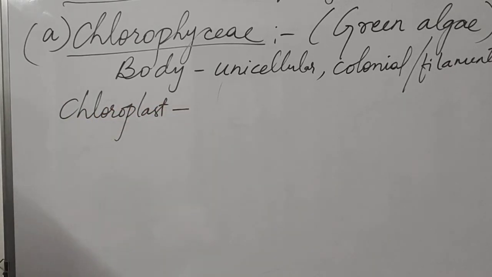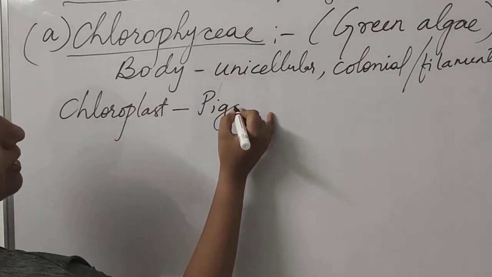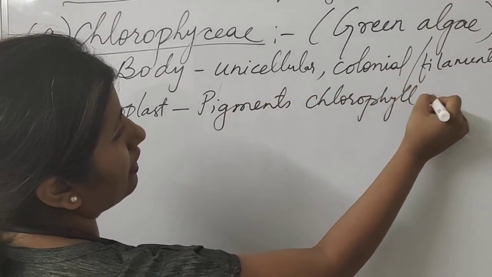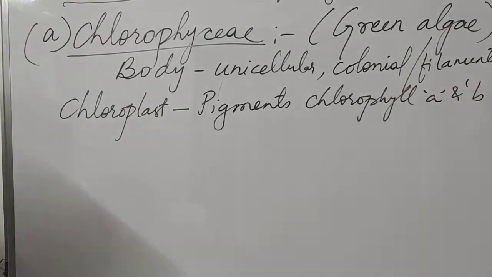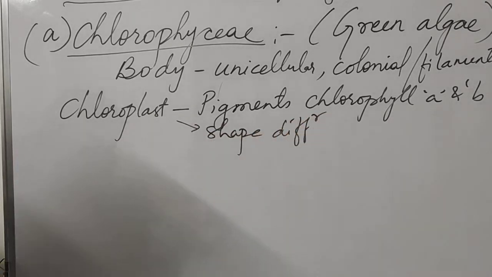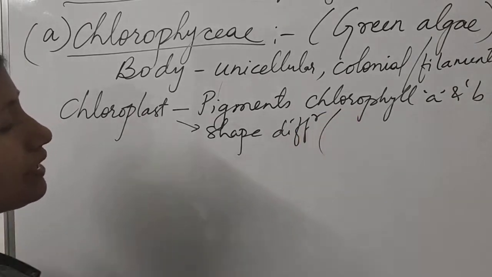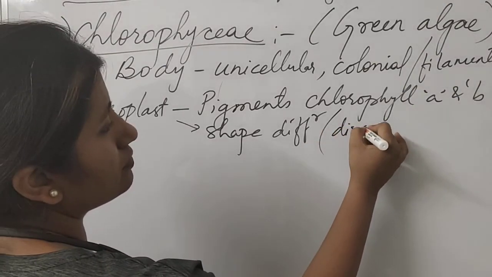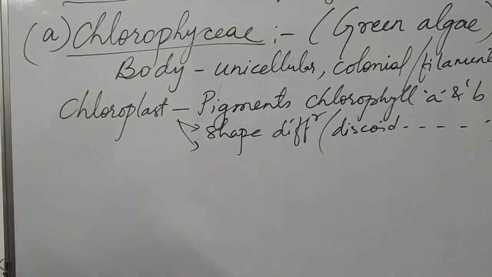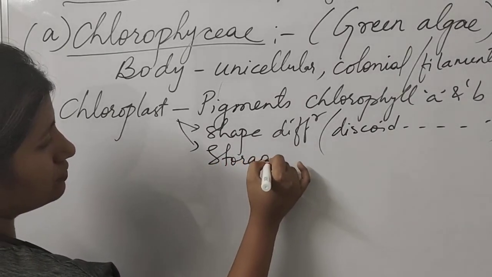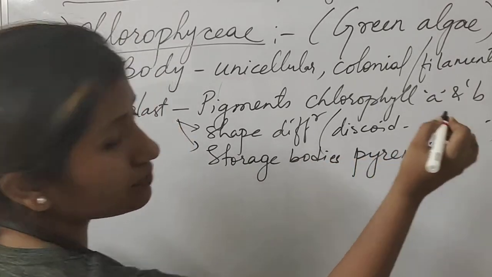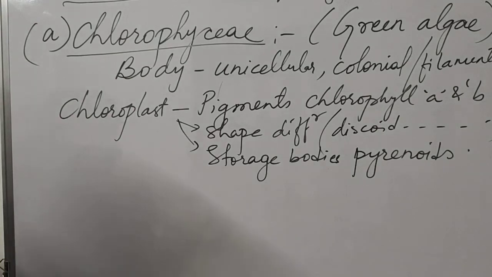Chlorophyceae possess chloroplast, which contains the pigments chlorophyll A and B. The chloroplast can be of different shapes and sizes, like discoid, plate, reticulate, cup shape, spiral shape, etc. The chloroplast also has storage bodies known as pyrenoids.